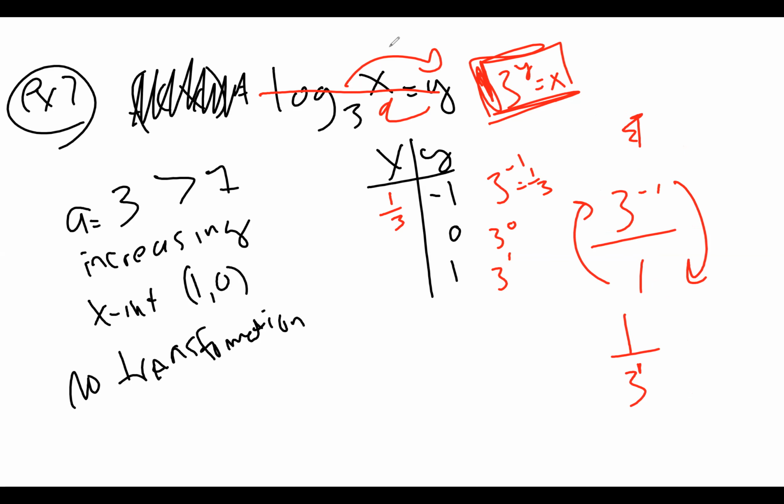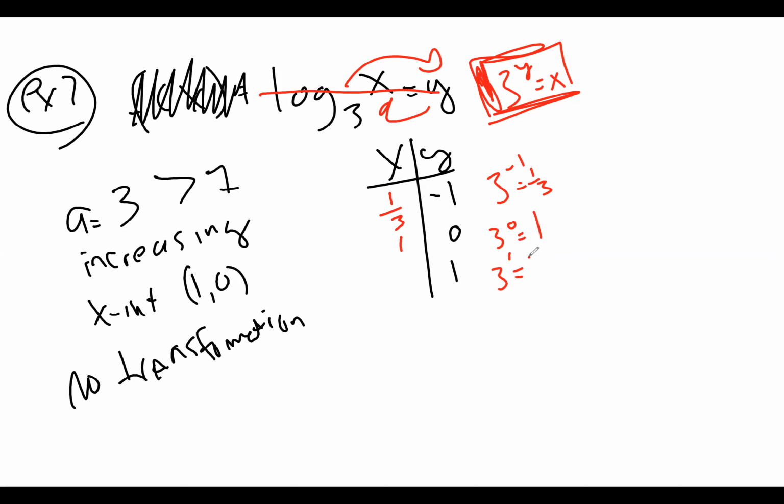Eventually when we figure that out, and even if we want to use our calculator, we can. It's just sometimes we don't need to, so I try to encourage us to not use it. All right, so then next, what is 3 to the 0? Just 1. And what is 3 to the first power? 3. And so now I have these 3 points.